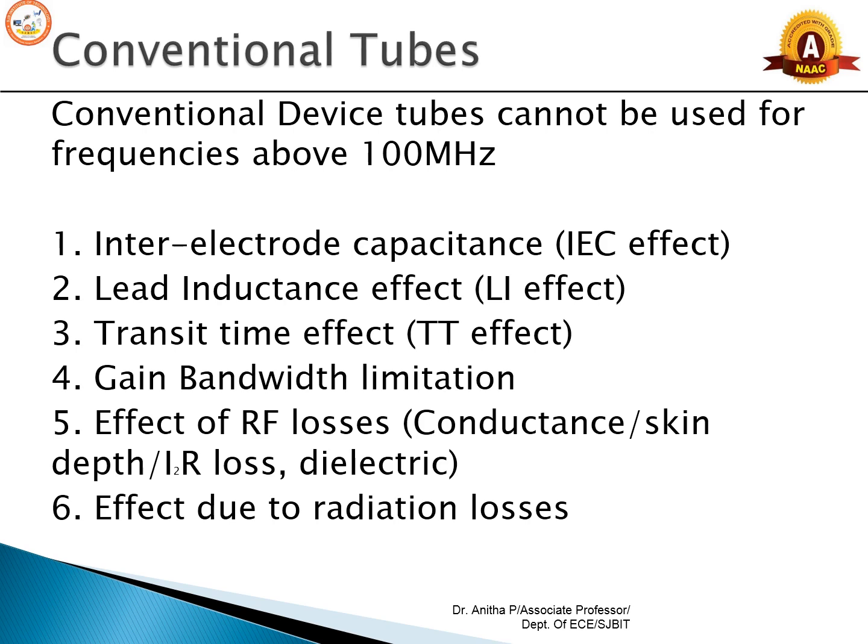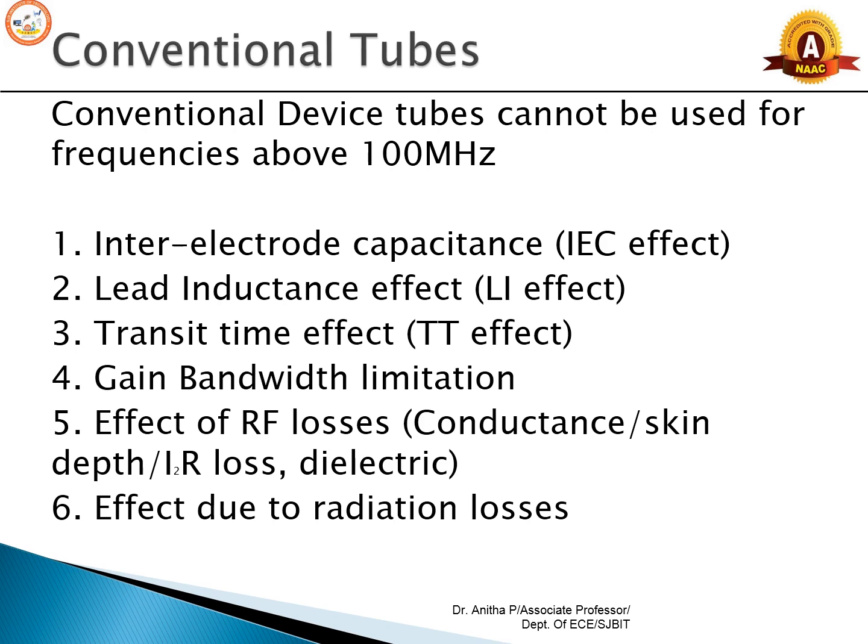First one is the interelectrode capacitance effect, IEC we call. Then the lead inductance effect. Together, interelectrode capacitance and lead inductance effect, we call the stray capacitance effect. Then followed by the transit time effect, we will see soon. Then gain bandwidth limitations. Then the effect of radio frequency losses, like conductor loss, skin depth, that is I square R loss, then dielectric loss. The effects may be due to radiation loss also. All these will limit the use of conventional tubes in the microwave region.